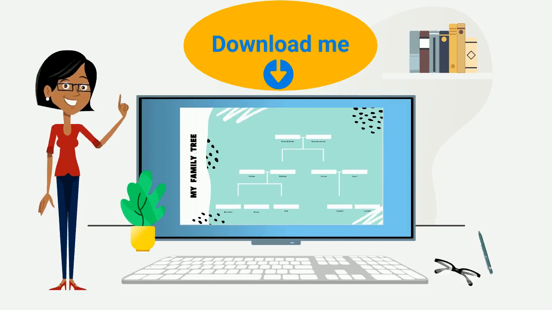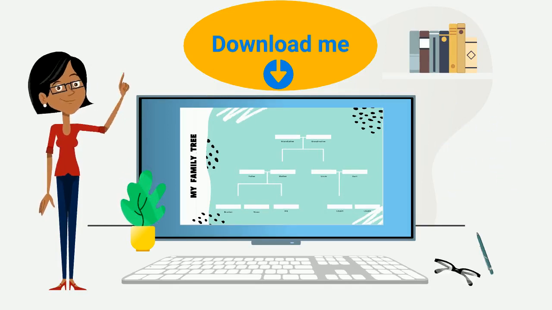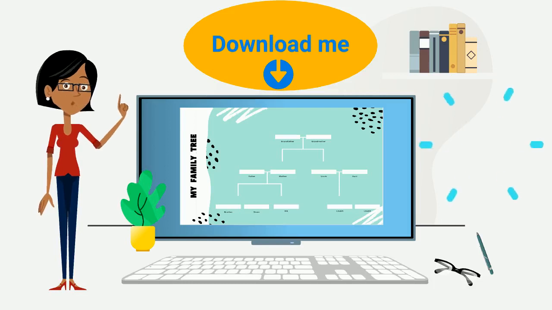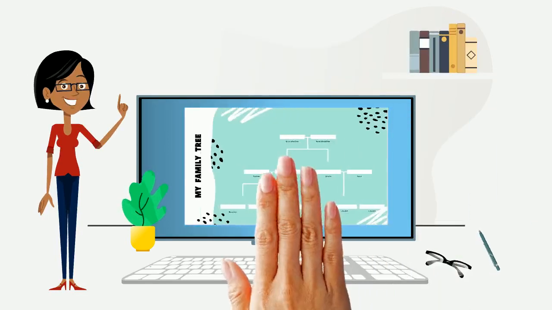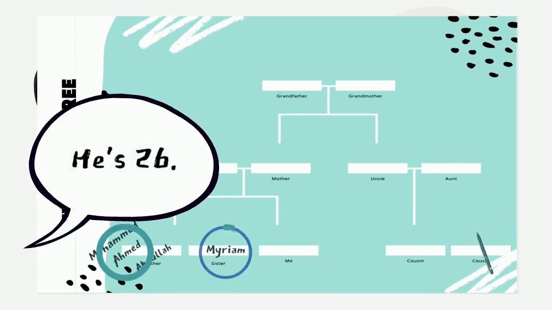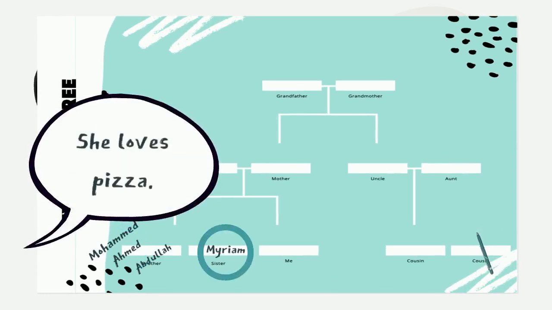Then tell them they will be going into small groups and taking turns doing 2 things. 1. Completing the chart, and 2. Introducing the others in their group to their family members by giving the name and 1 thing about each member. For example, this is my brother Ahmed. He's 26. And here's my sister Miriam. She loves pizza, and so on.